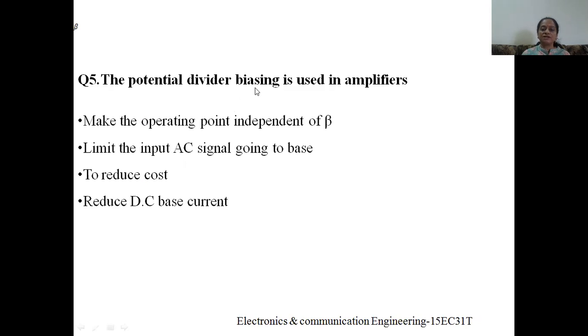Next, the potential divider biasing is used in amplifiers to make the operating point independent of beta, limit the input AC signal, reduce the cost, or reduce DC base current. Limit the input AC signal? No. To reduce the cost? No. To reduce DC base current? No. So the answer will be make the operating point independent of beta. So even if beta changes, the bias voltage will not change. So for that sake, we use the potential divider method of biasing.